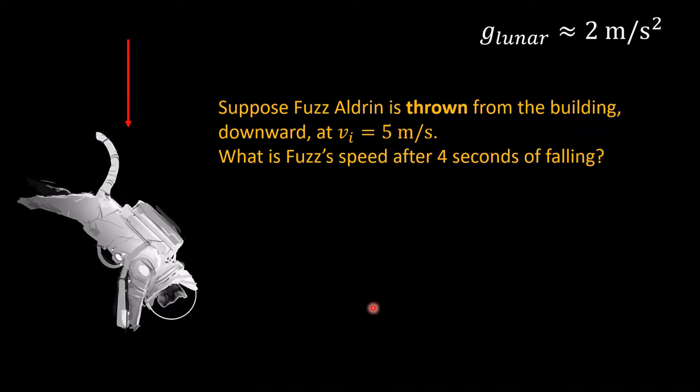Let's make this slightly more complicated. This time, instead of just dropping Fuzz towards the lunar surface, you chuck him straight down. He's got a beanbag, don't worry about it. You chuck him down at 5 meters per second, which is over 10 miles an hour. And then you let him fall for another 4 seconds. So let's not worry about the fact that he might actually hit the beanbag before the 4 seconds are up. Let's pretend this is a really tall building in some lunar colony.